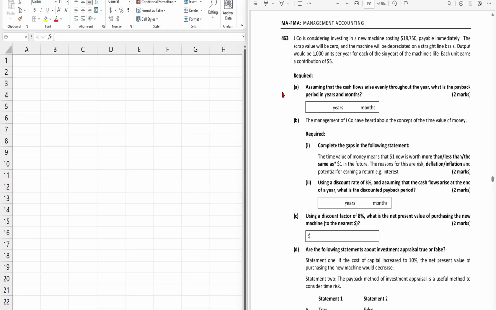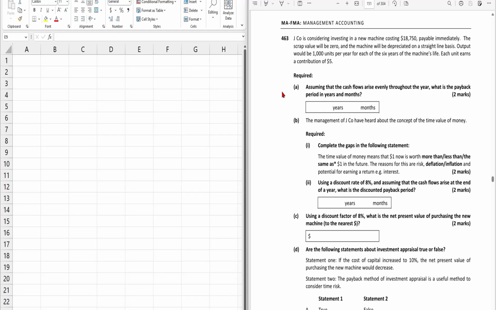J Company is considering investing in a new machine costing 18,750 payable immediately. So they are planning to invest in a new machine, and the cost of the new machine is 18,750, and they need to pay this immediately. The scrap value will be zero, meaning after using this machine for certain years, its scrap value will be zero. The machine will be depreciated on a straight line basis and output would be 1000 units per year for each of the 6 years of machine life, each unit earning a contribution of 5.